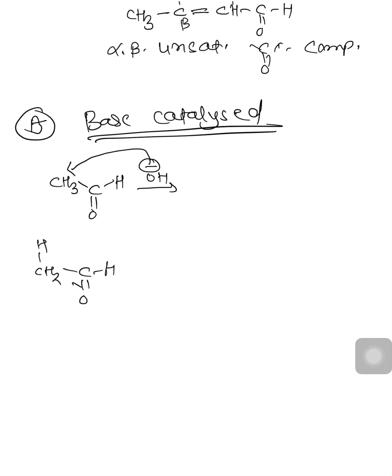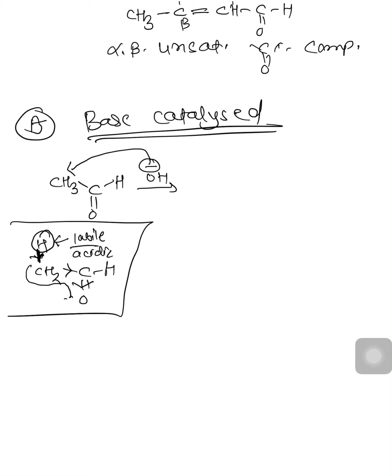See, this carbonyl group is electron withdrawing. So it will withdraw electrons from the adjacent bond, and this hydrogen will become weak. Why weak? Because the electron density is shifted towards the adjacent carbon atom. Because the carbonyl group is electron withdrawing, this hydrogen has less electron density towards itself. So we can say this hydrogen is labile, or we can say it is acidic in nature, which can be abstracted by our OH minus. So this hydrogen gets abstracted and there will be formation of carbanion CH2 minus CHO.